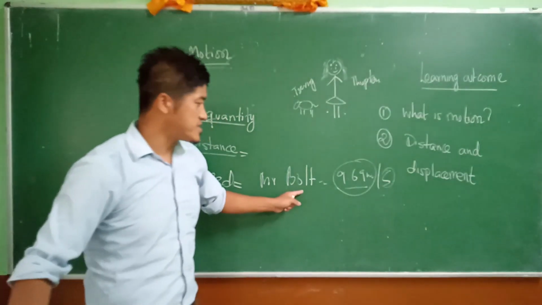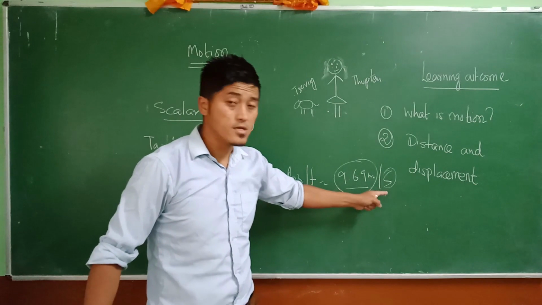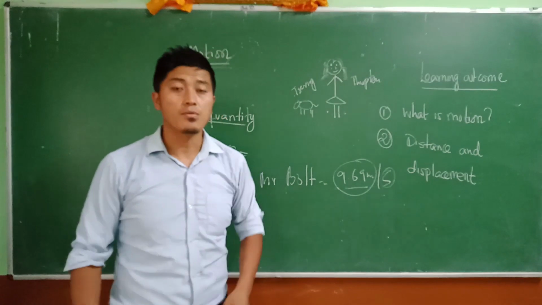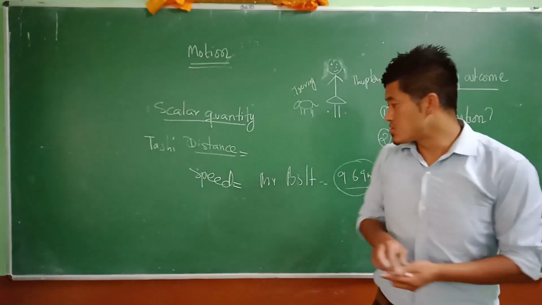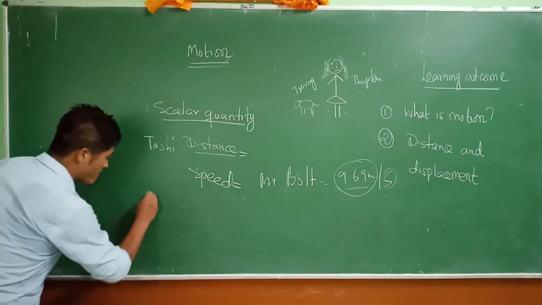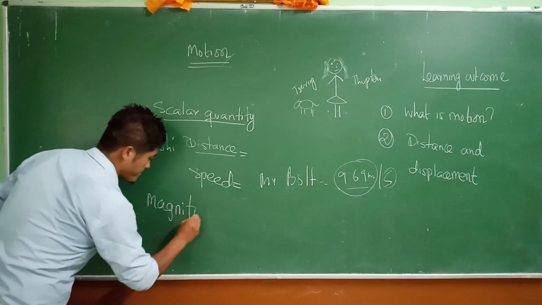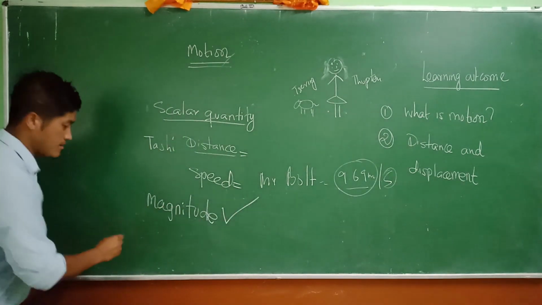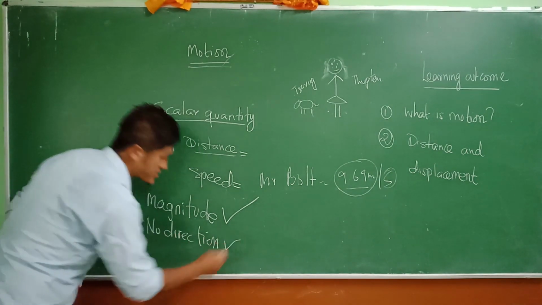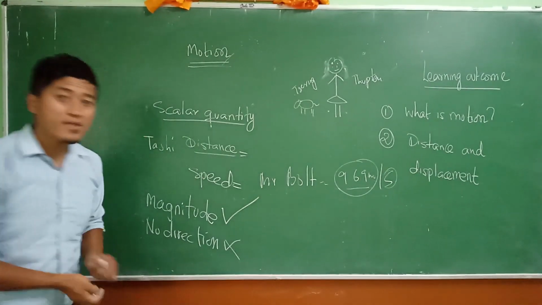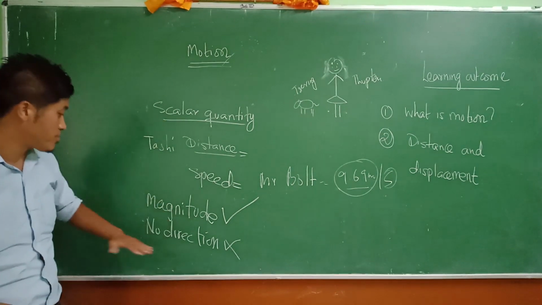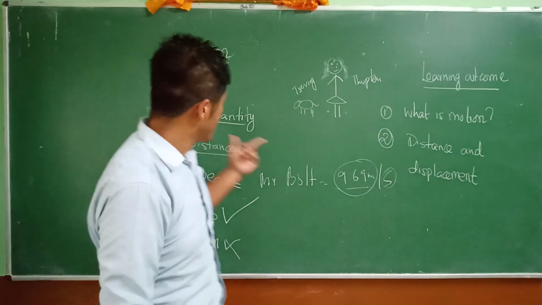Here, Mr. Bolt is running 9.69 meters per second. So in 1 second, Mr. Bolt is running 9.69. That 9.69 is a magnitude, but we don't know where Mr. Bolt is running. So when we think about that, generally in a scalar quantity there is the presence of magnitude, but there is no direction in that. Scalar quantities are those physical quantities where you can find the magnitude but you cannot find the direction.